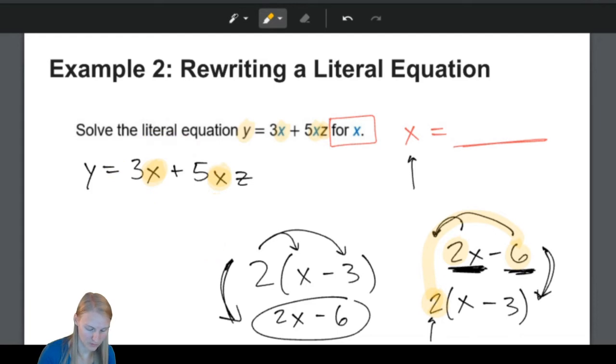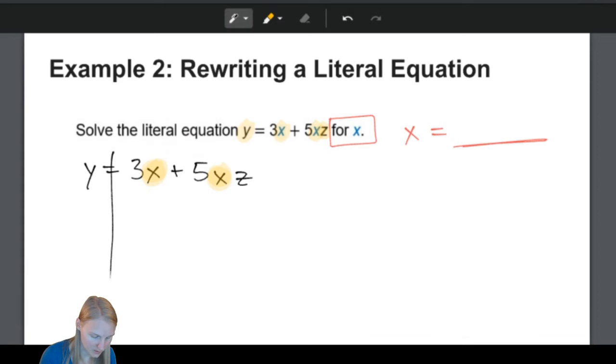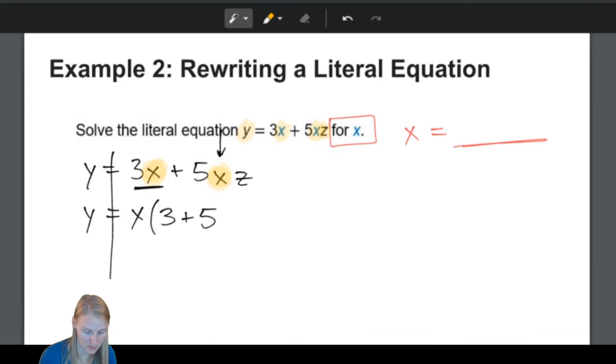Now I know you might be confused, so let's see what this looks like. I am going to pull an x out. And in fact, we'll keep our y equals, but I'm going to pull an x out because there's an x here and there's an x here. So I know I can divide by x on both. So 3x, if I pull the x out, there's no more x, and I just have 3. Plus, if I pull the x out of here, there's no more x, there's just 5z.